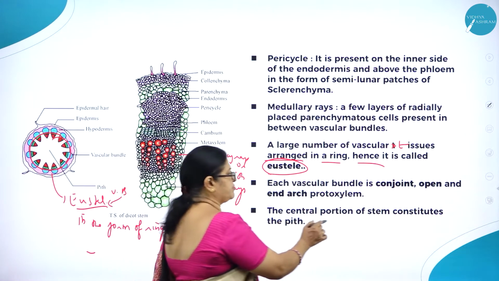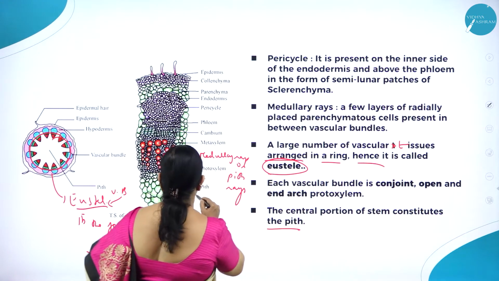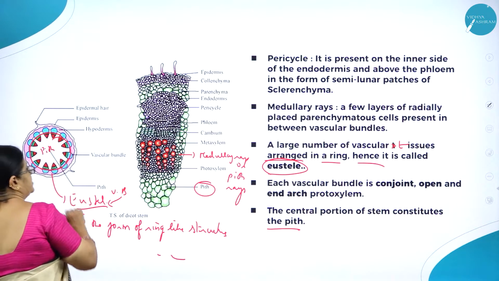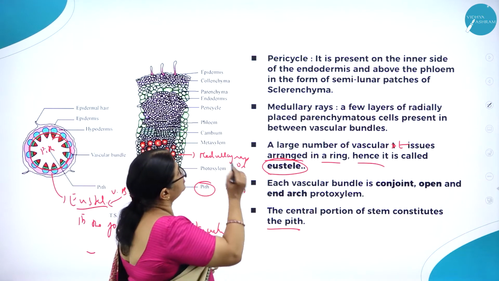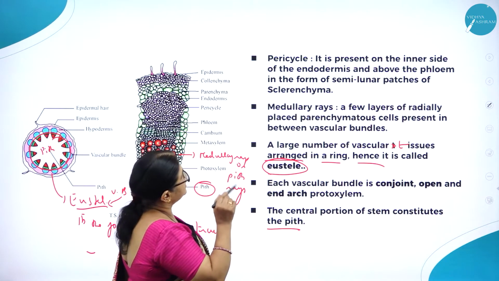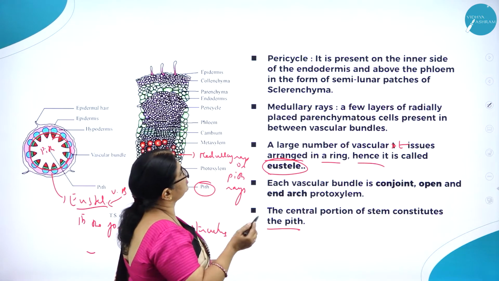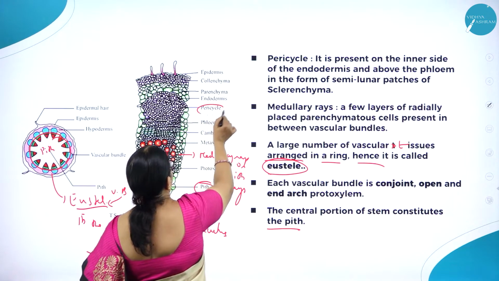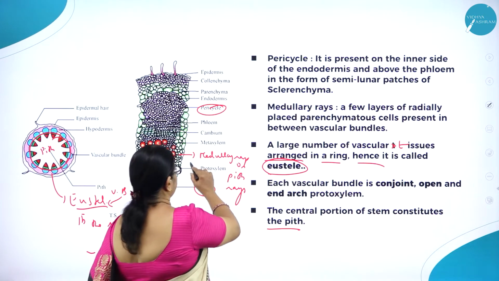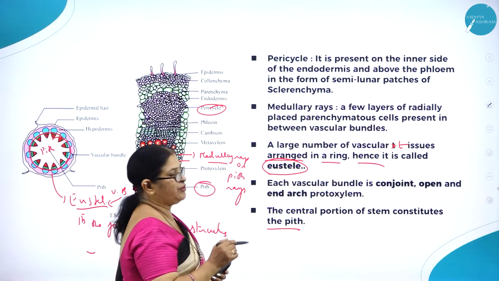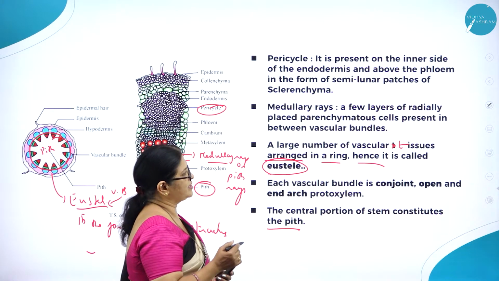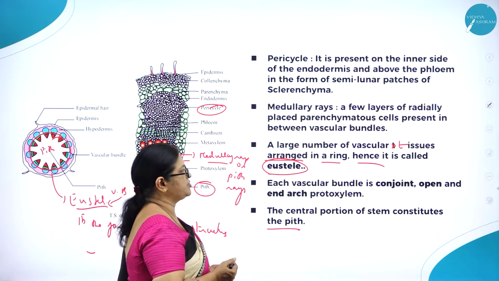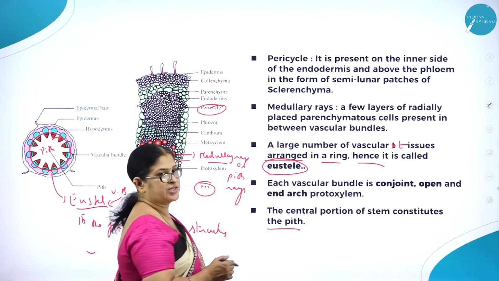The central portion of the stem constitutes pith. So this is the pith region. Here this is the pith. Pericycle is present on the inner side of the endodermis and above the phloem in the form of semilunar patches of sclerenchyma. Here you can see the pericycle. Medullary rays, as I said, are a few layers of radially placed parenchymatous cells present in between vascular bundles. A large number of vascular tissues arranged in ring form, hence it is called eu-stele.